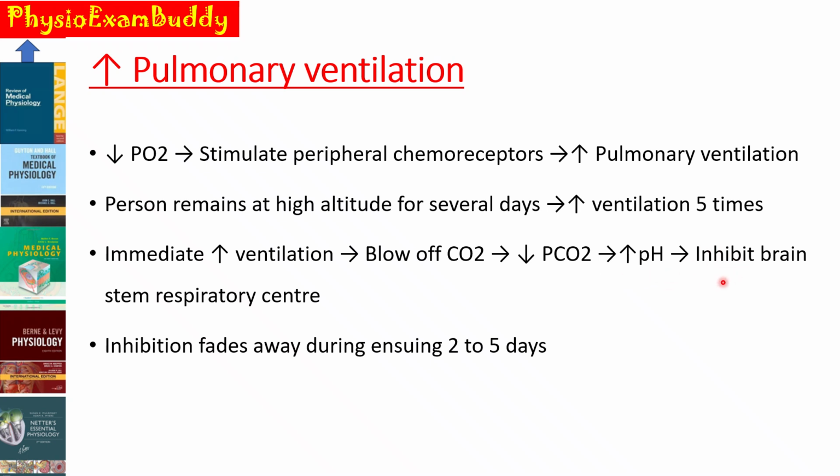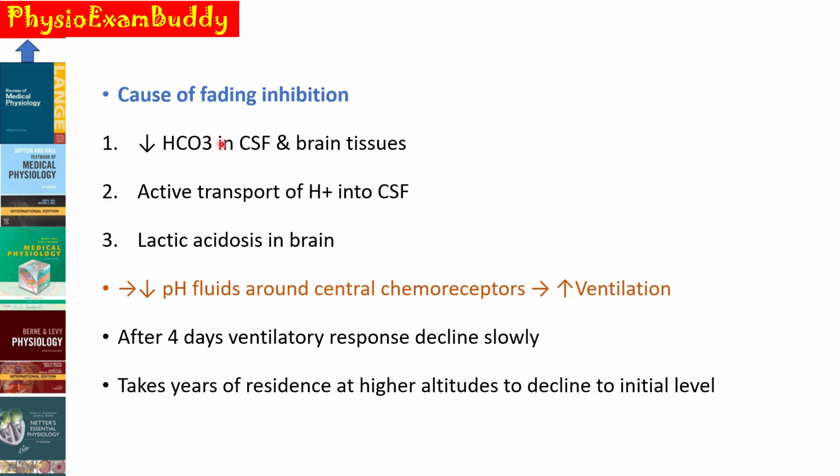And all these changes will cause the inhibition of the brain stem respiratory center, whereas this inhibition fades away during the ensuing 2 to 5 days. The cause of this fade in inhibition, or the ventilation steadily increasing over the next 4 days, is the outward movement of the bicarbonate from the CSF as well as from the brain tissues, as well as the active transport of the H plus into the CSF and the lactic acidosis in the brain.